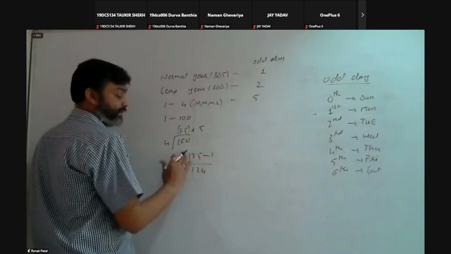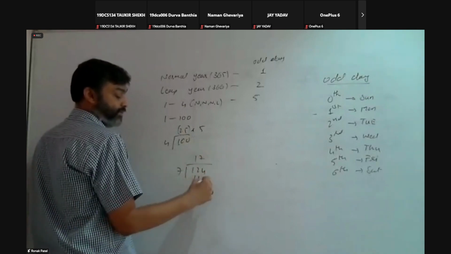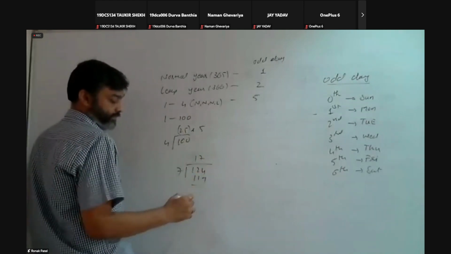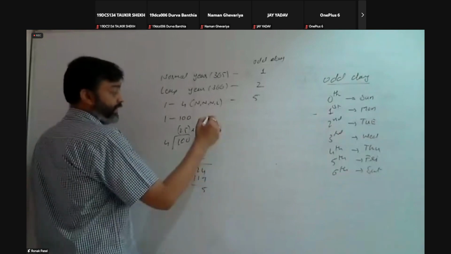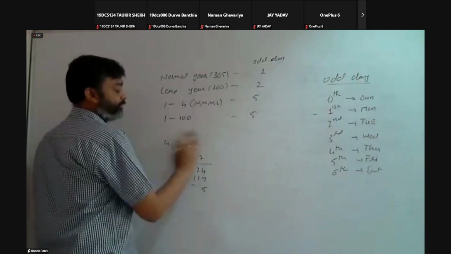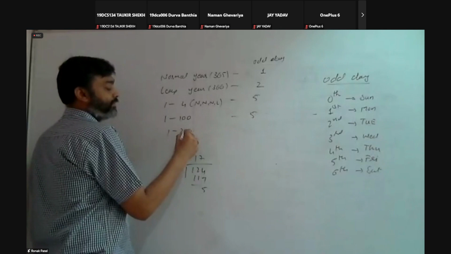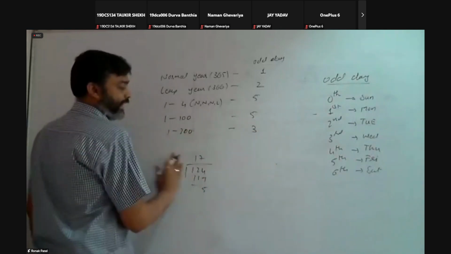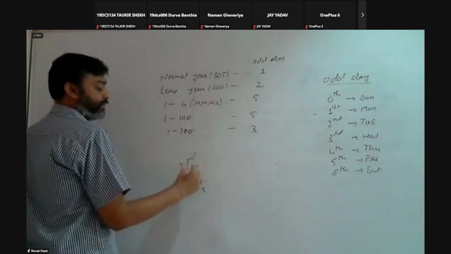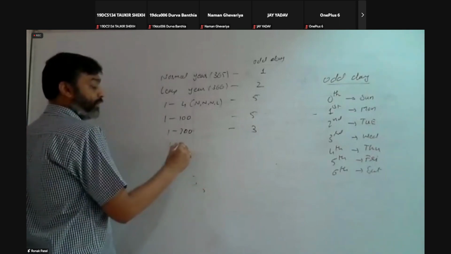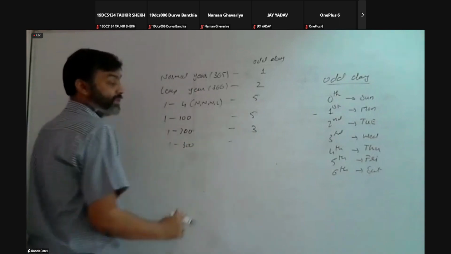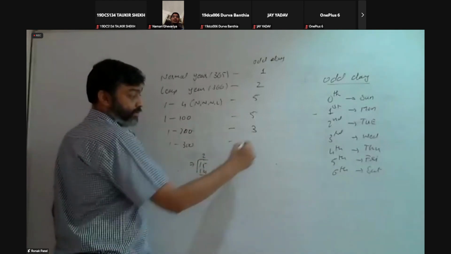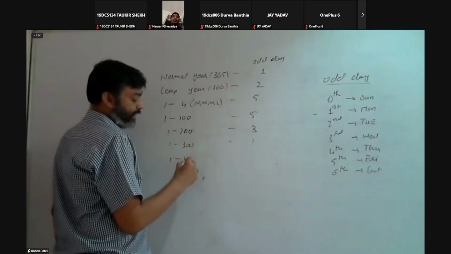Now I divide by 7. 17 sevens are 119, so the remaining is 5. That means 1 to 100 years has 5 odd days. 1 to 200 years has 5 and 5, which is 10, and 10 divided by 7 gives 3 odd days. 1 to 300 years: 5 3s are 15, and 15 divided by 7 gives 1 odd day. And 1 to 400 years.